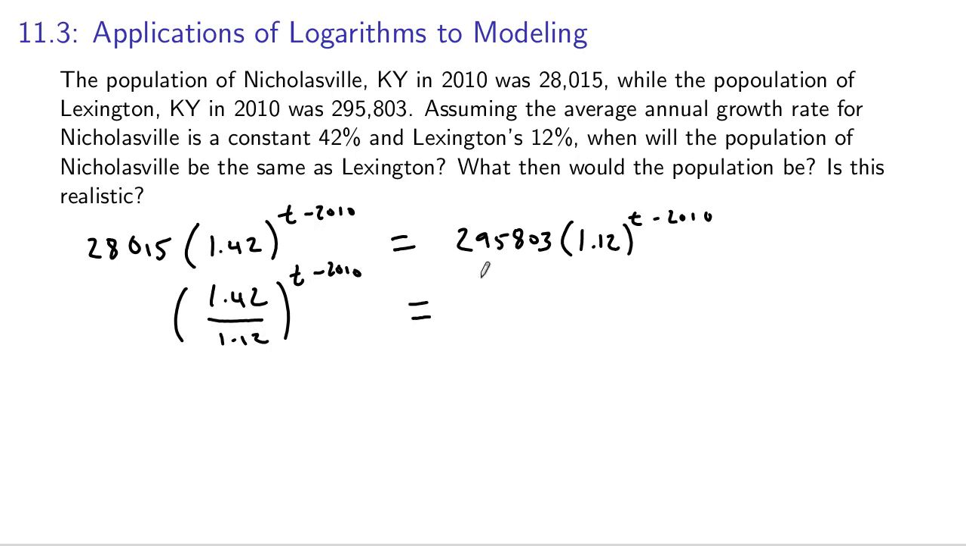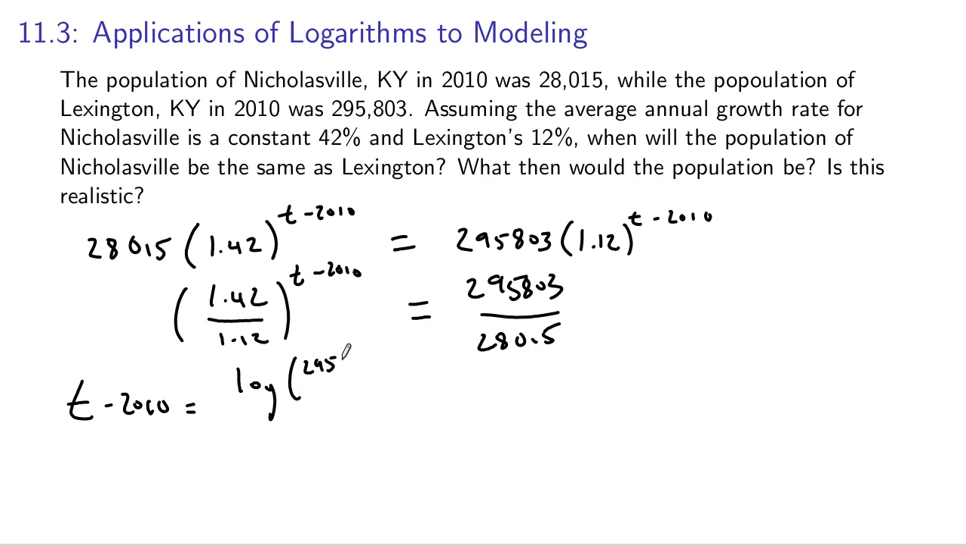And then on the right hand side we still have the 295,803 divided by the 28,015, which gets the ratio of the initial populations. That gives us a much simpler thing because now we can take the log of this, pull the t minus 2010 in front, and take the log of that. So we'd have t minus 2010 is the log of 295,803 over 28,015, all divided by the log of 1.42 over 1.12.